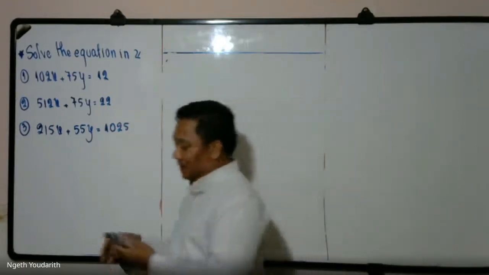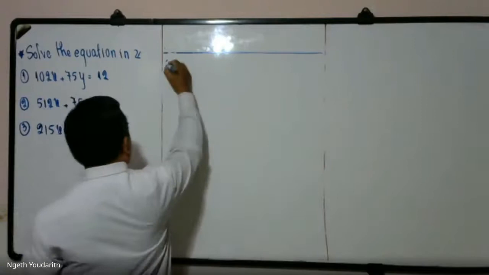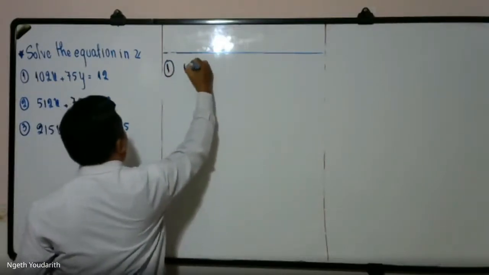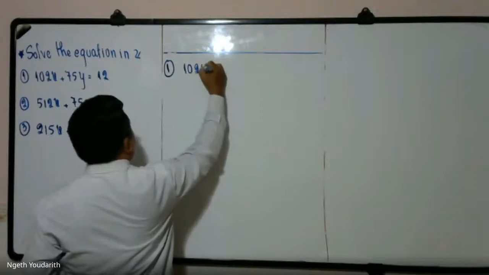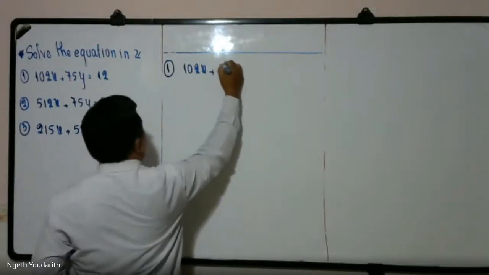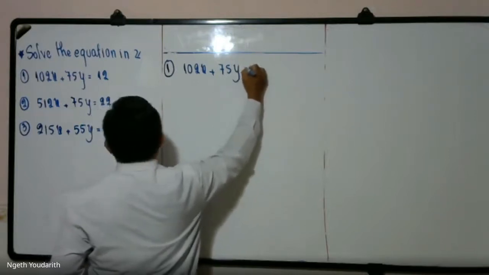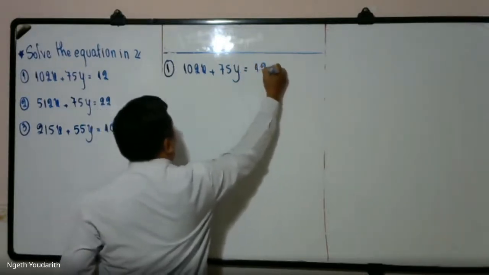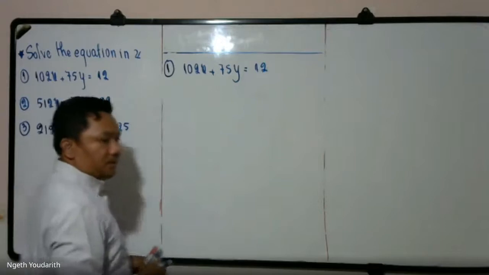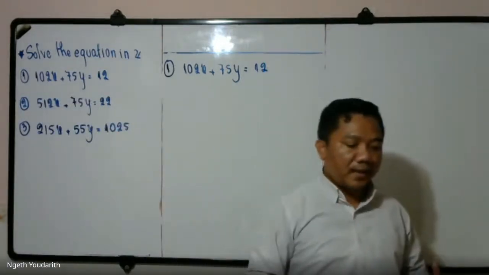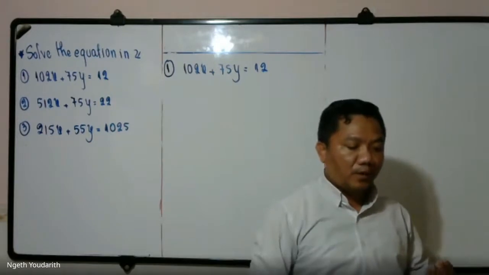The first one, I write. The first equation is 102x plus 75y equal 12. So before we solve this equation in Z, what should we do first?